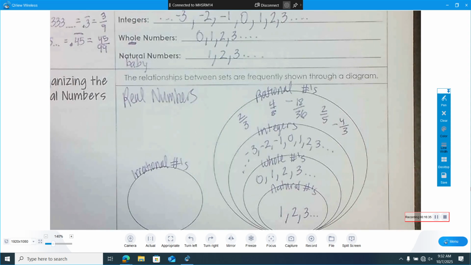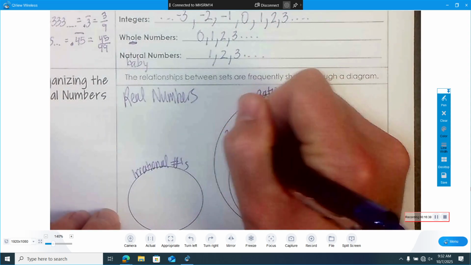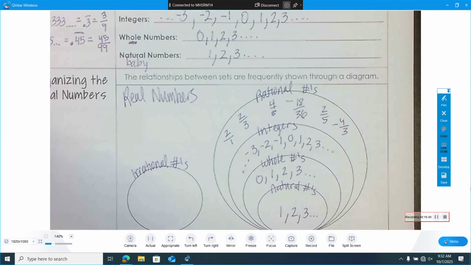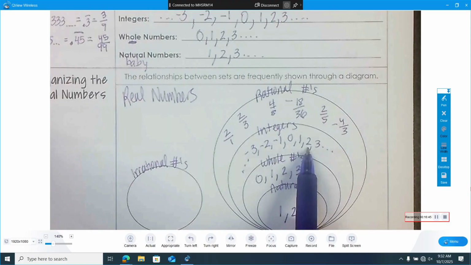All right. And also 2/1. All right. -2/1. All right. Because those are already in there. They're right there. There's 2/1.